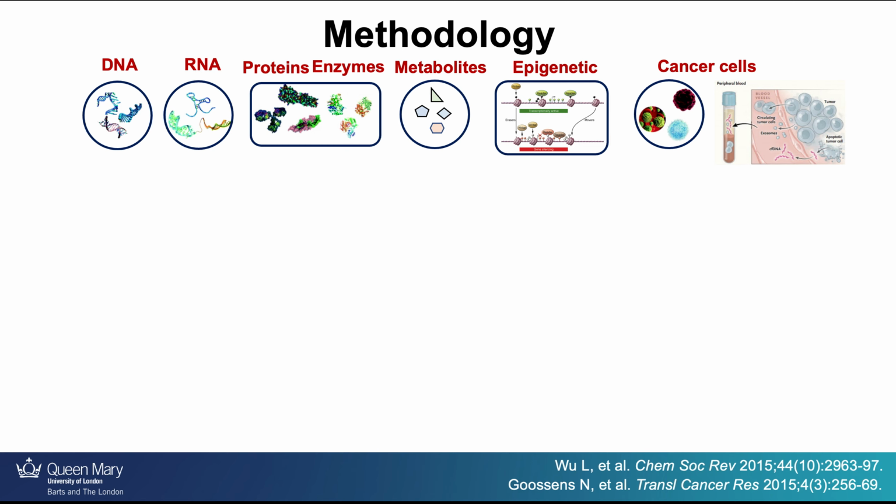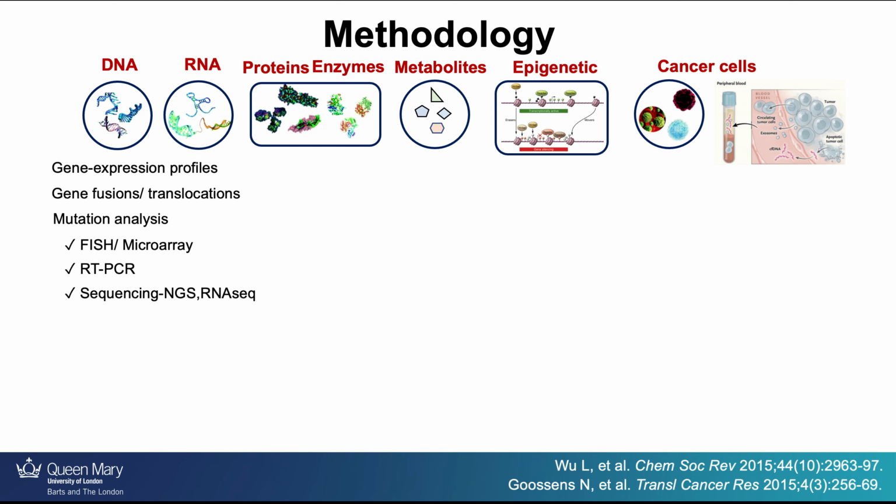Basically, gene expression profiling, abnormal gene fusions or translocations, including mutation analysis, can be obtained from the DNA or RNA of a particular tumor by using FISH, microarray, real-time PCR, or sequencing technology, especially high-throughput methods like next-generation sequencing for DNA or even RNA sequencing. This genomic approach undoubtedly drives cancer biomarker discovery based on the central dogma of biology.